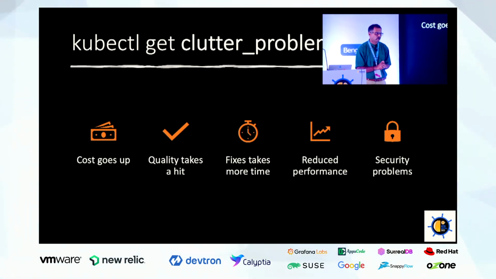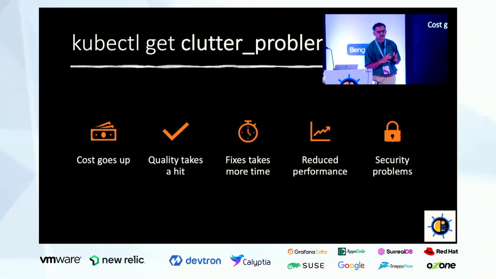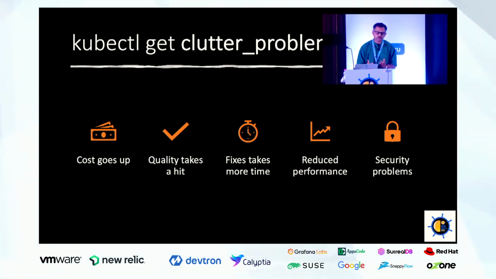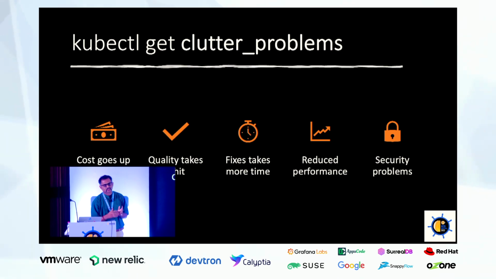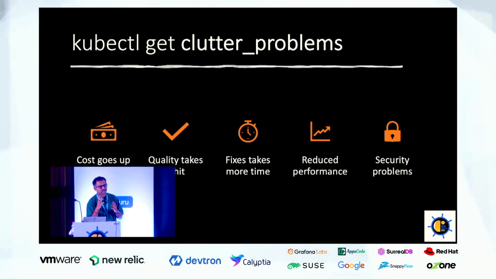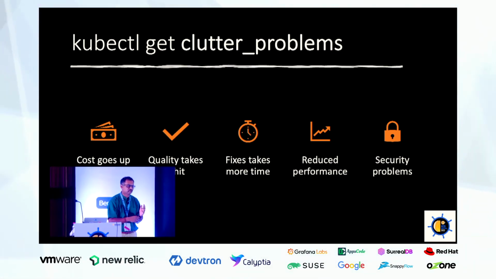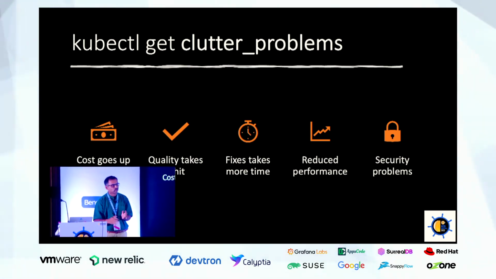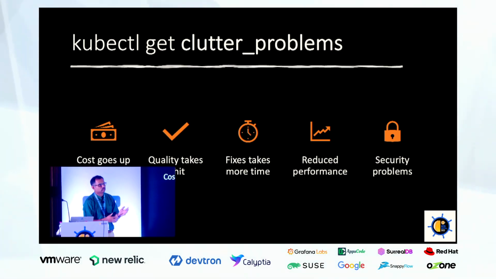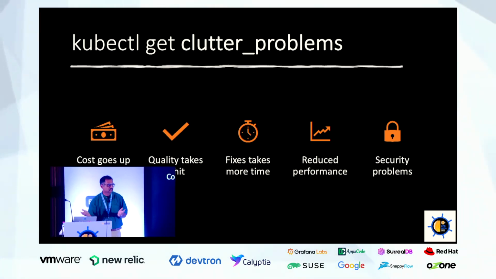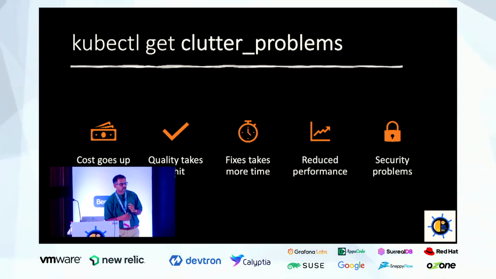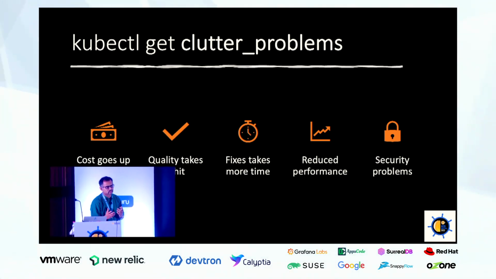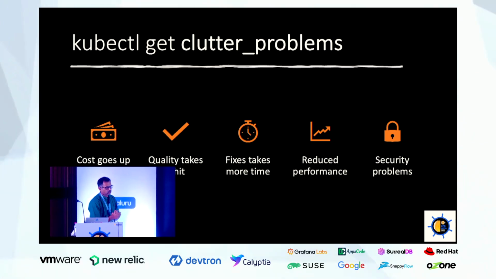So what happens if there is clutter? There is cost. Obviously, cost optimization has become a big thing right now. Quality takes a hit. You also take more time to figure out where your actual application is running. Sometimes your applications are running in one place and you are deploying to some other place, and nobody knows because the person who deployed last time is no longer part of your company. Sometimes you also end up with security problems because you have those clusters that are left behind.